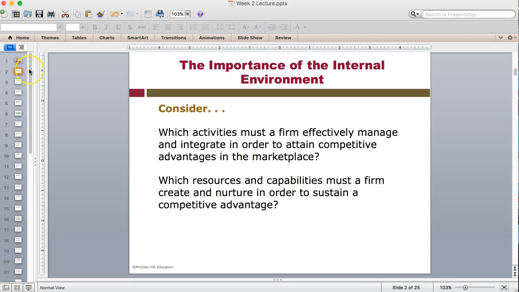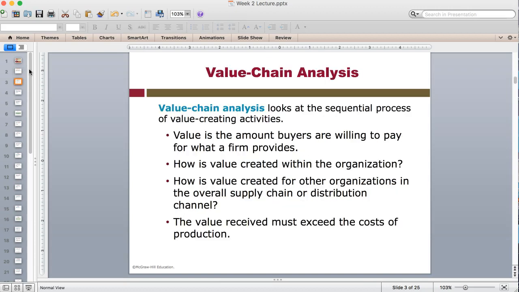Basically, the way I think about it is we will use a value chain analysis. You want to talk about what activities, what functions your company has that actually allow it to attain and maintain a competitive advantage in the marketplace. And the way we do this is we look at the value chain.